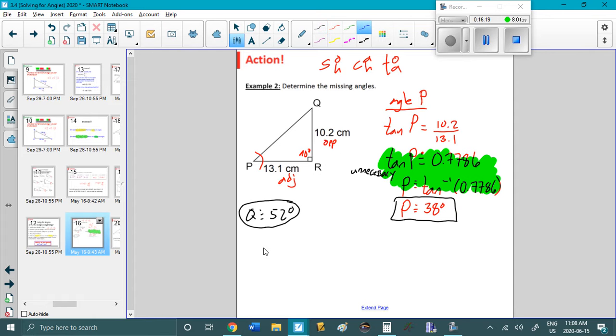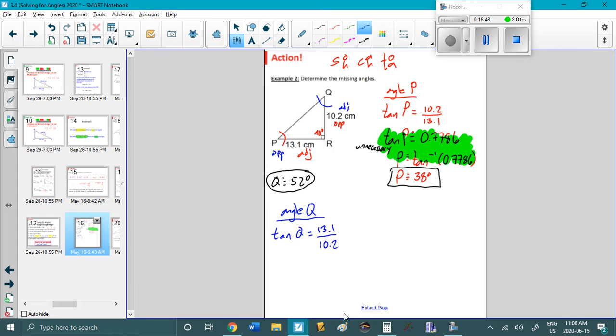So now, let's do angle Q. And for angle Q, I'm going to do everything in blue. So here's our angle, which means now this is my opposite. You'll notice that when it was P, it was adjacent, but now that we're up here, this becomes the opposite, and this becomes the adjacent. So if we're dealing with O and A, we're dealing with tan. So tan Q equals the new opposite, which is 13.1, divided by the new adjacent, which is 10.2.